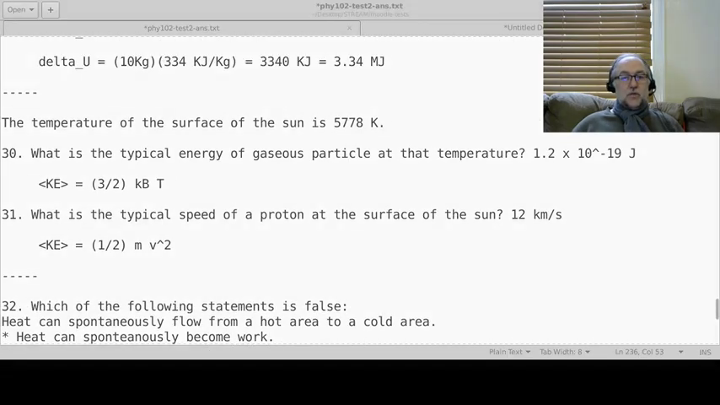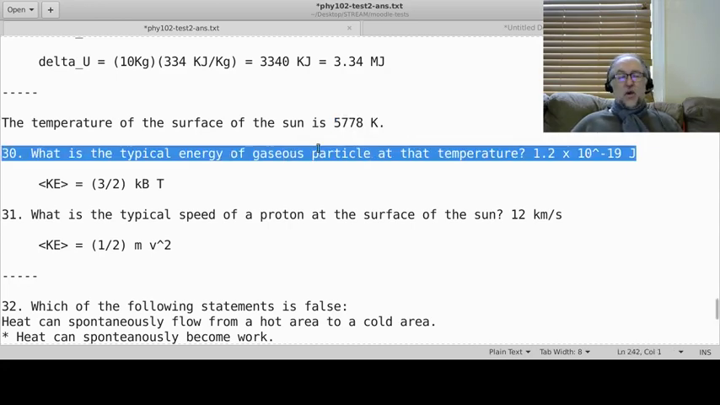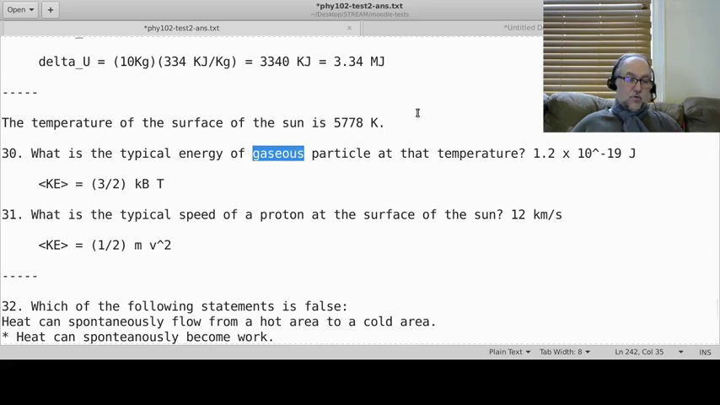The next two questions were about the relationship between kinetic energy and temperature. I just had to pick some temperature, so I picked the surface of the sun, which is at 5,778 Kelvin. I asked the question, what is the typical energy of a gaseous particle at that temperature? I don't even care what kind of gaseous particle it is. It doesn't matter if it's a proton, which is what I ask here, an electron, or helium or hydrogen or whatever, because every particle has the same average kinetic energy at a given temperature. So here's the formula.